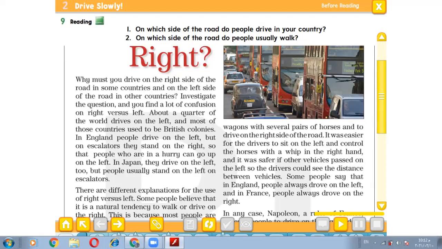Why must you drive on the right side of the road in some countries and on the left side of the road in other countries? Investigate the question, and you find a lot of confusion on right versus left. About a quarter of the world drives on the left, and most of those countries used to be British colonies.